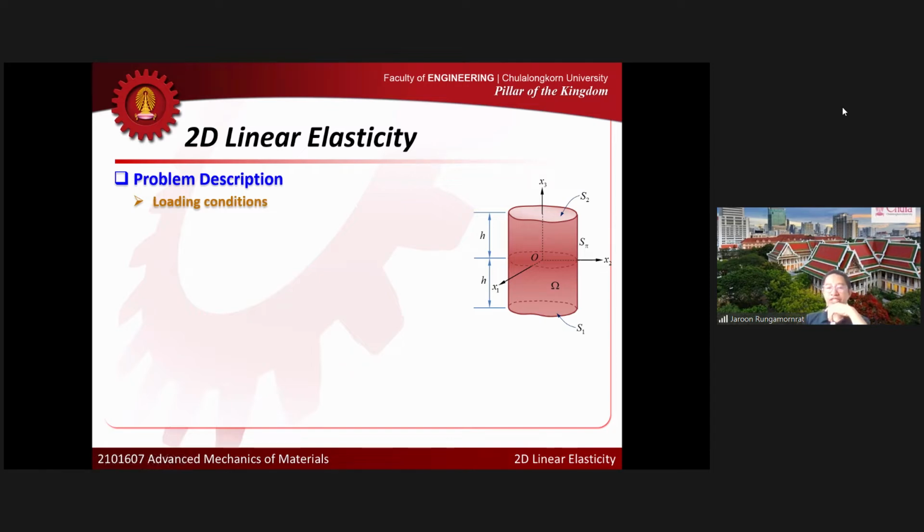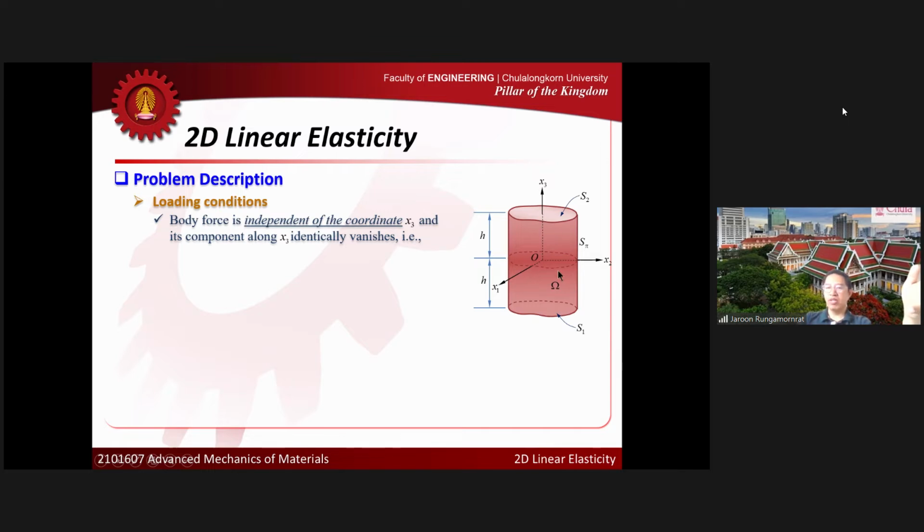How about the loading conditions? Okay, so we can have a body force field. Compared with the previous class of problems, Saint-Venant problems, in that case we simply said that the body force is 0. But in this case, the body force can be non-zero, but it cannot be a function of x3. Or I can say that the body force field is independent of x3.